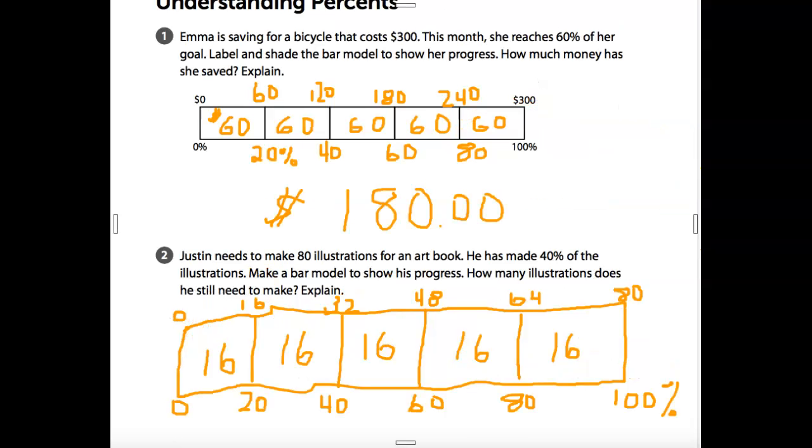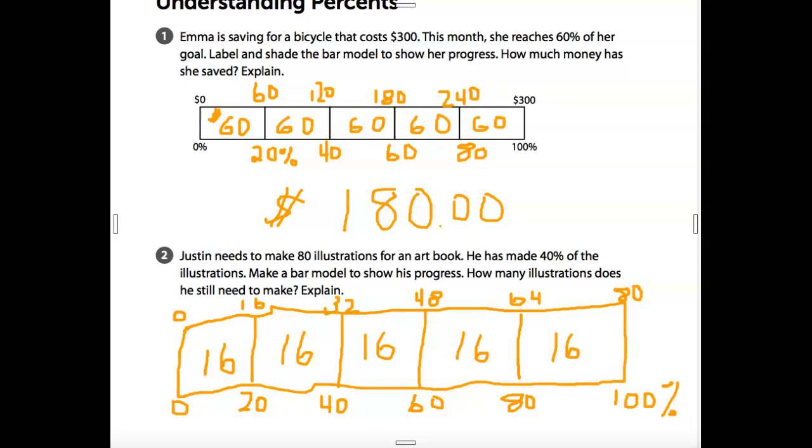All right, let's take a look at 13. Page 13, we didn't do that one yet. Number 1 says, Emma is saving for a bicycle that costs $300. This month, she reaches 60% of her goal. Label and shade the bar model to show her progress. How much money has she saved?